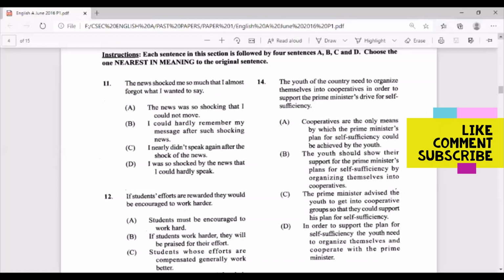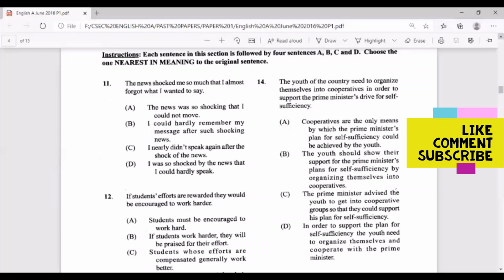B, the youth should show their support for the Prime Minister's plans for self-sufficiency by organizing themselves into cooperatives. Let's hold that one. C, the Prime Minister advised the youth. Well, that clearly is off because there was no mention of him telling them or advising them that this is what they should do if they're going to support this drive.